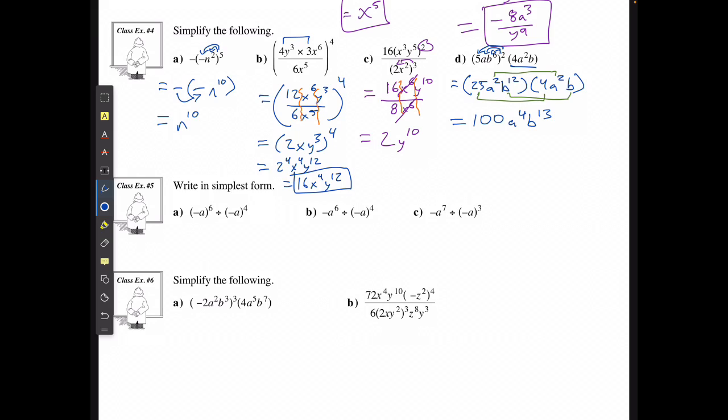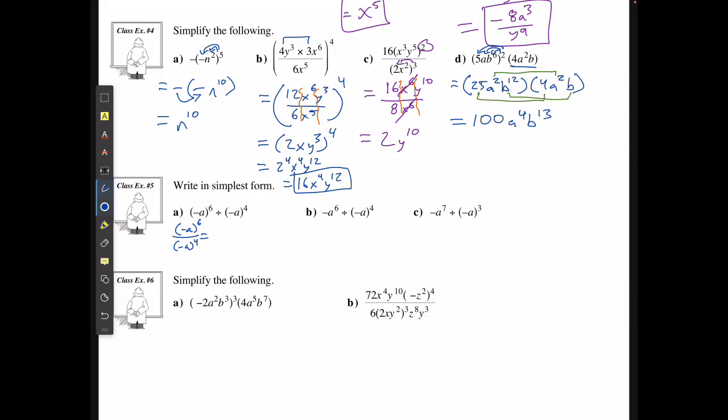When it says write it in simplest form, it's asking us to do the same process that we are already doing. If I have (negative a) to the power of 6, divided by (negative a) to the power of 4, then this is the same as negative a to the 6 over negative a to the 4.